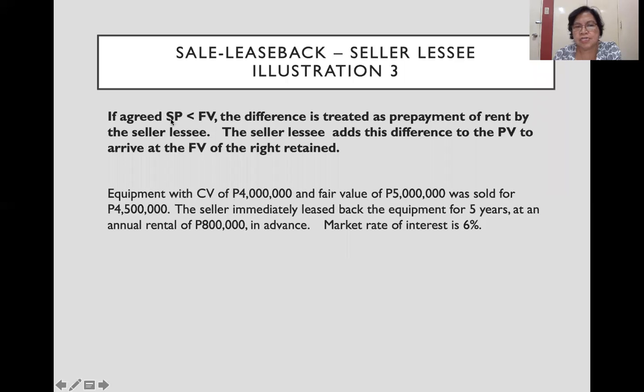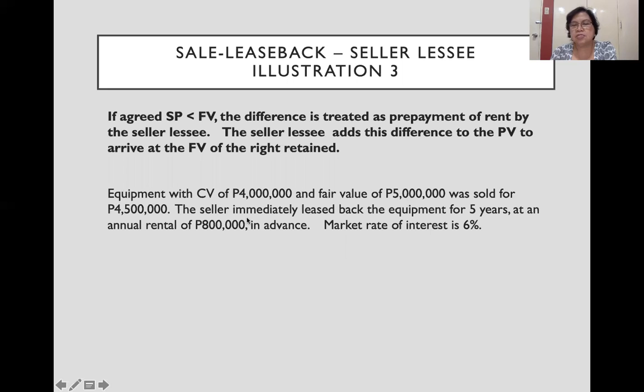Therefore, this difference is considered to be a prepayment of rental by the seller-lessee. Therefore, the seller-lessee adjusts the present value to arrive at the fair value of the right retained. To illustrate this, again, equipment with carrying value of 4 million and fair value of 5 million was sold for 4,500,000, so it's now 500,000 lower than the fair value.